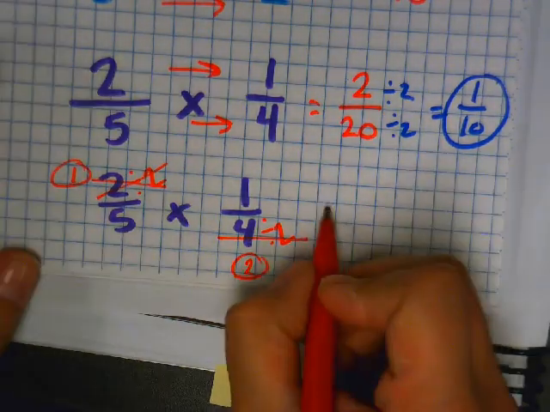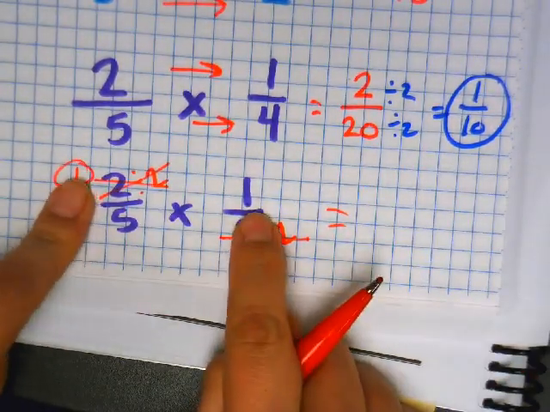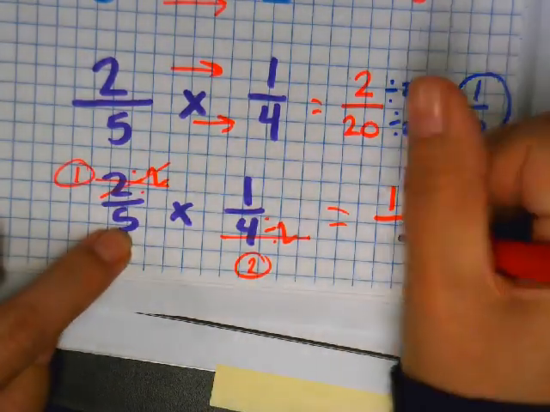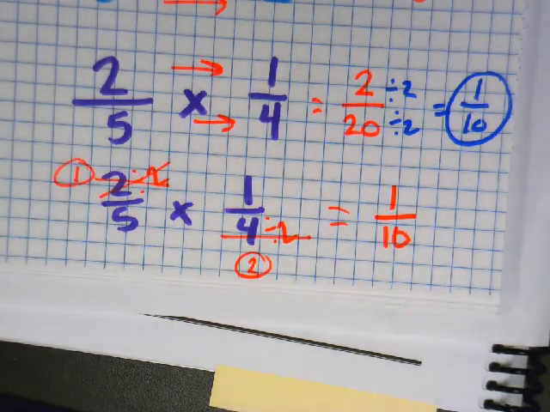So now I'm going to multiply what I have circled and the original number over here. What's 1 times 1? 1, and then 5 times 2? 10. You get the same answer.